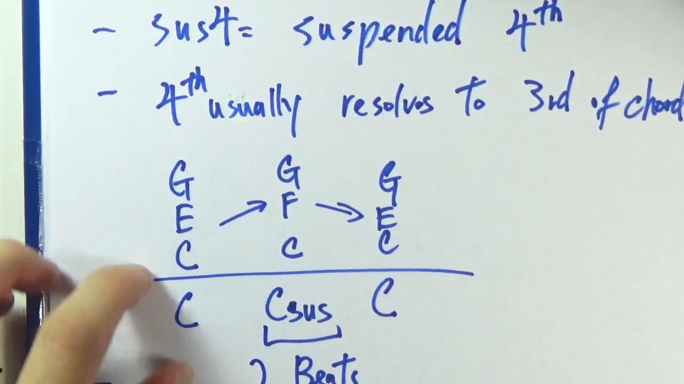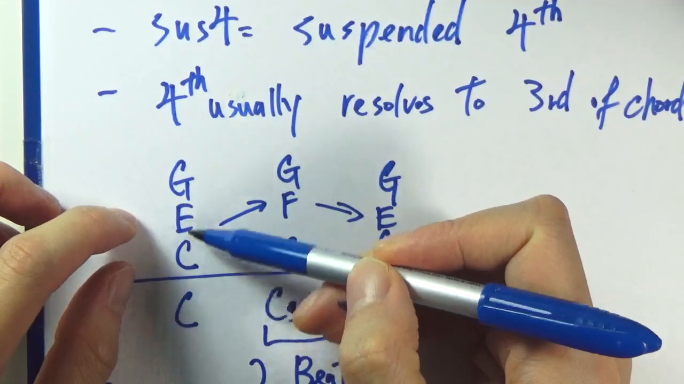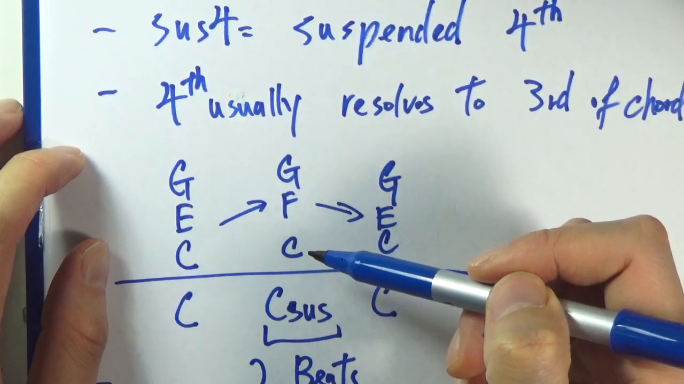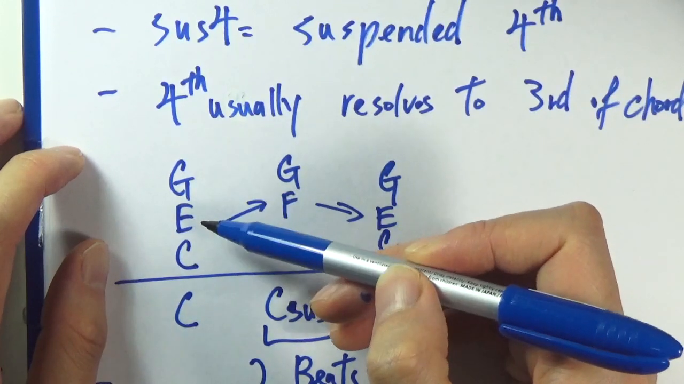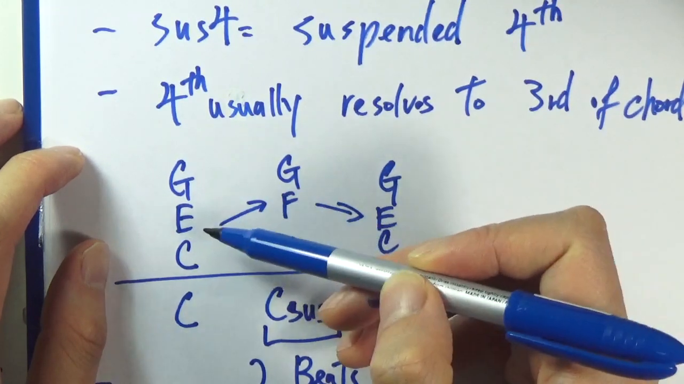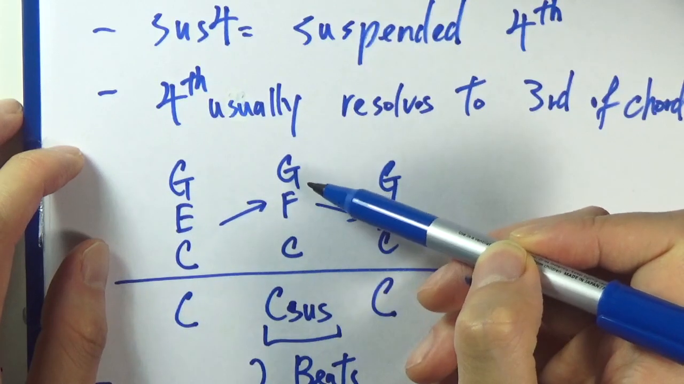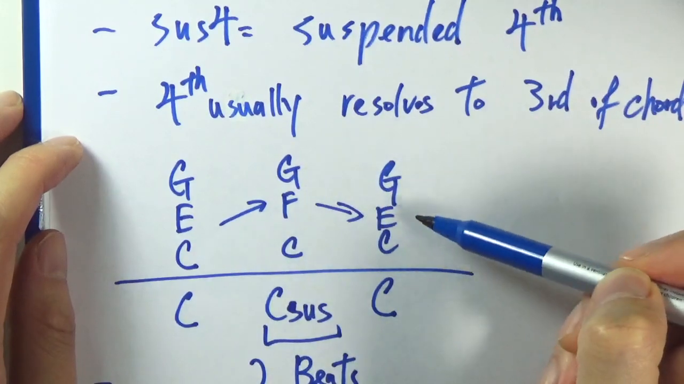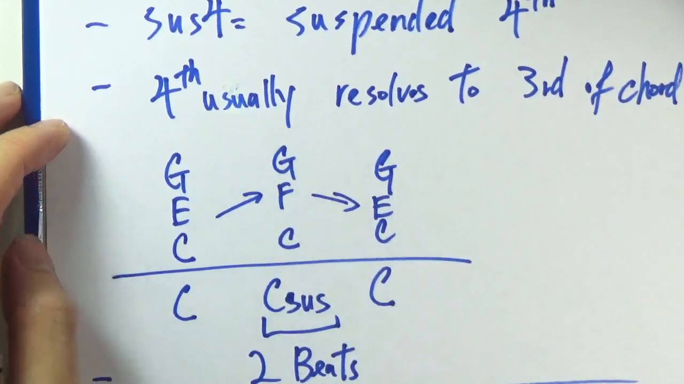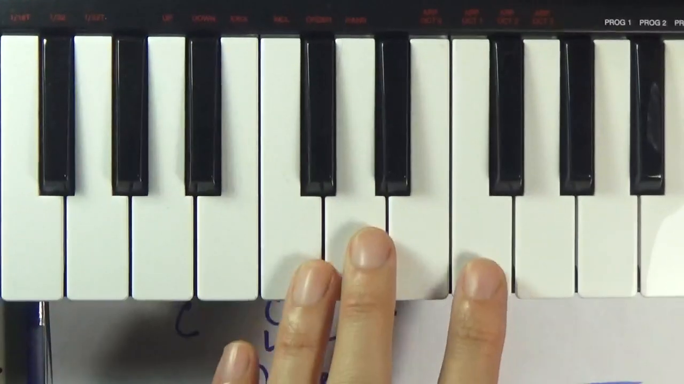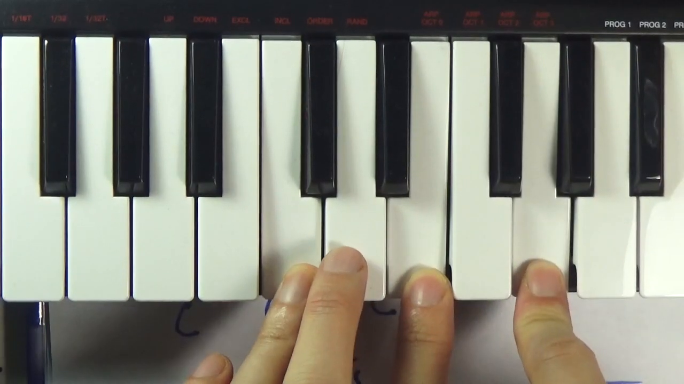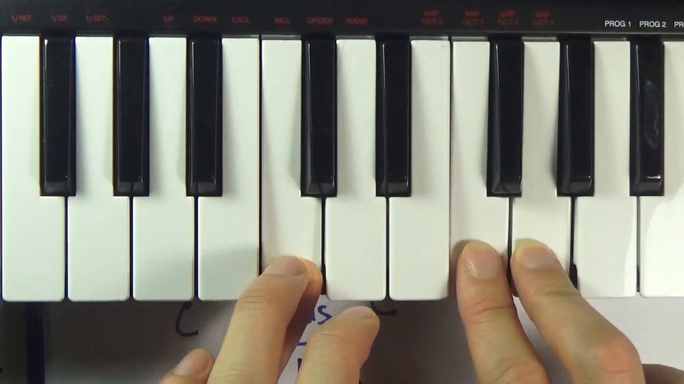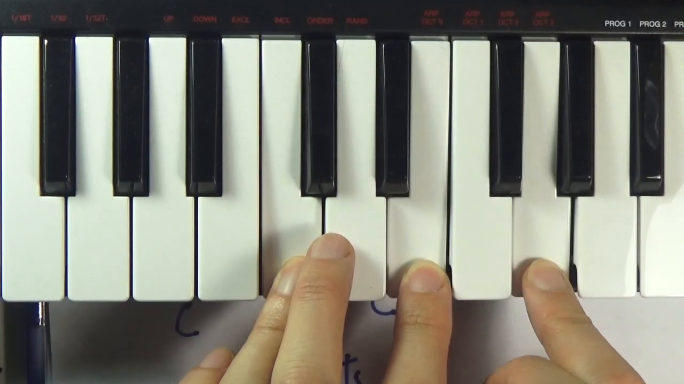So something like this. If you have a C major triad, C, E, G, you have the third here. And a sus chord is really just this chord, but with F instead of the E. So C, F, G. And usually you have to go back to the E, so C, E, G, like that. It would sound something like this. So that's your C, E, G. That's your C sus. Back to your C major.